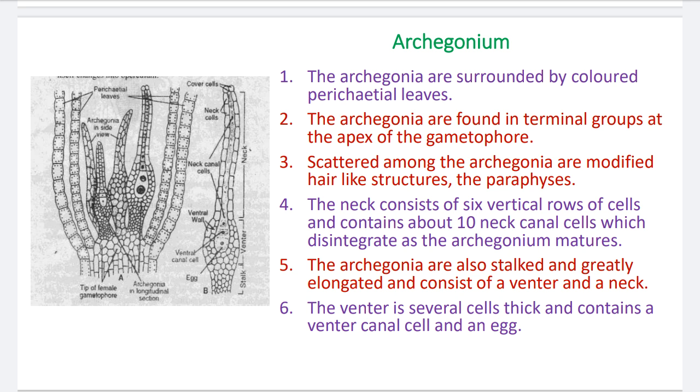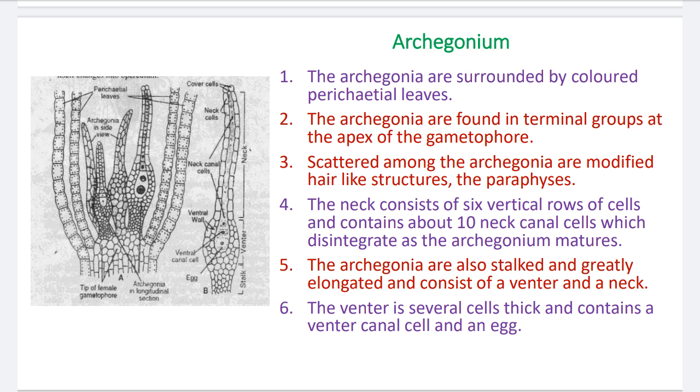Antheridia are covered by the perichaetial leaves. Archegonia are covered by the perichaetial leaves. Antheridia are intermingled with the paraphyses, which are filamentous structures, and the archegonia are also intermingled with the paraphyses. The structure and their surrounding parts are the same in antheridia as well as the archegonia. Antheridia are club shaped structures, but archegonia are flask shaped structures.